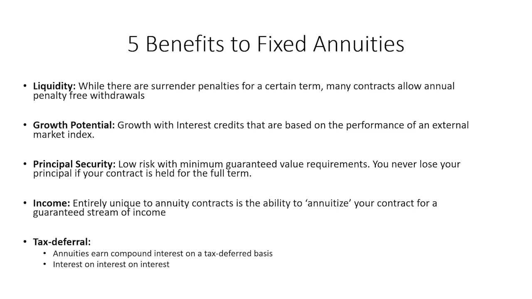And that brings me right into principal security there. Low risk with minimum guaranteed value requirements. You will never lose your principal if your contract is held for the full term. Folks, think about it. If you're 30 years old and the market drops 20%, it's not a big deal. You have a lot of time to invest for the future to make up for those losses that you just took. But let's say you're 65 years old. You want to retire in a month. The market drops 20% on you out of nowhere. That's a very scary thing. You've lost a lot of your nest egg that you were hoping to retire on.